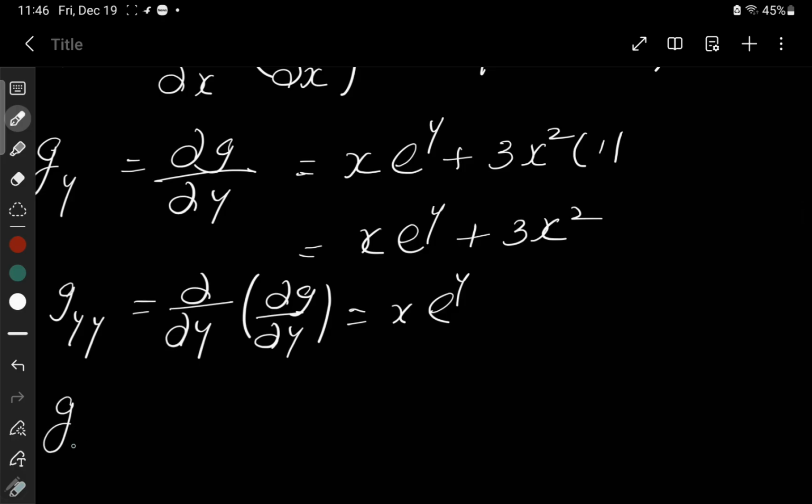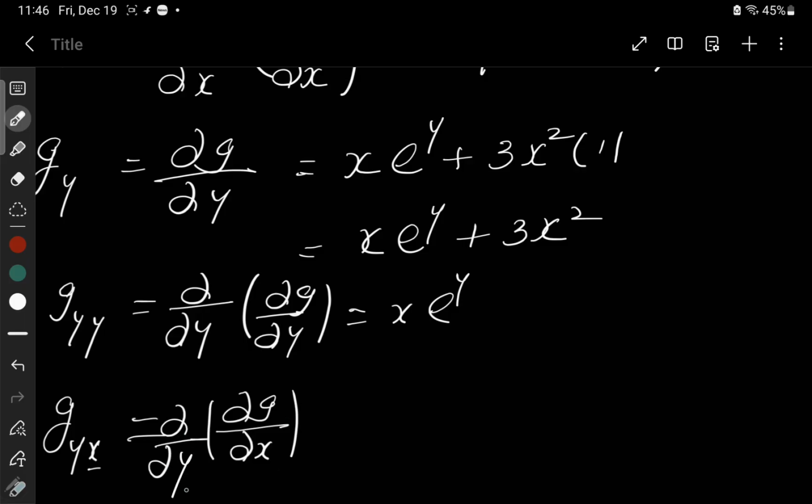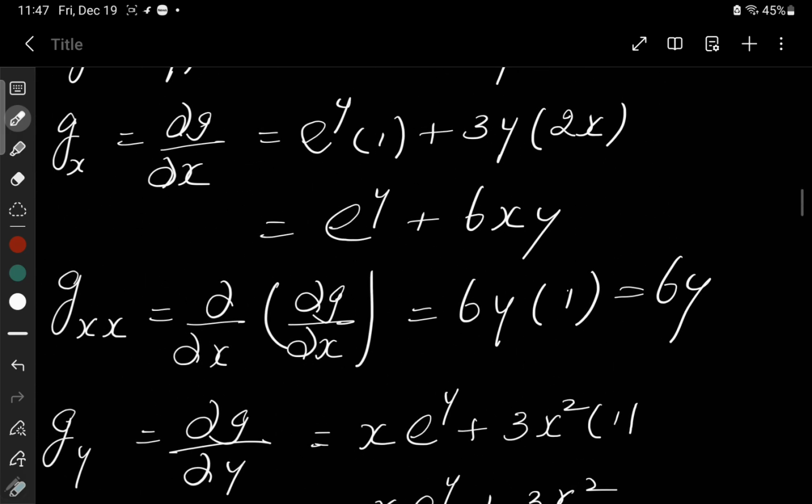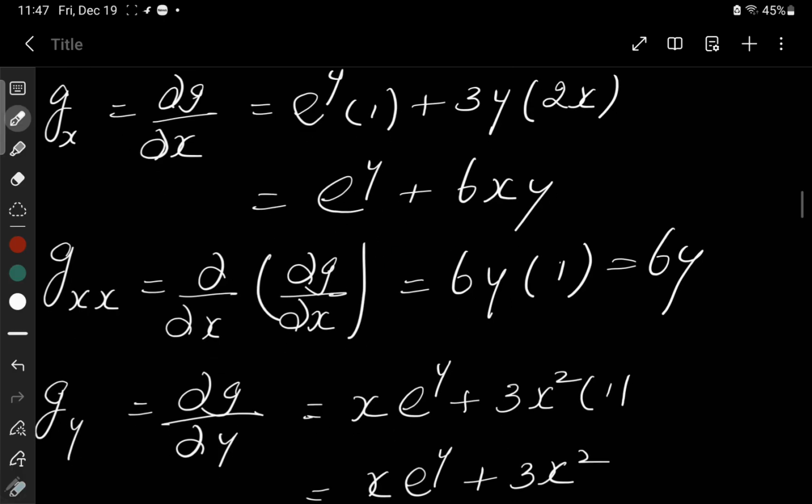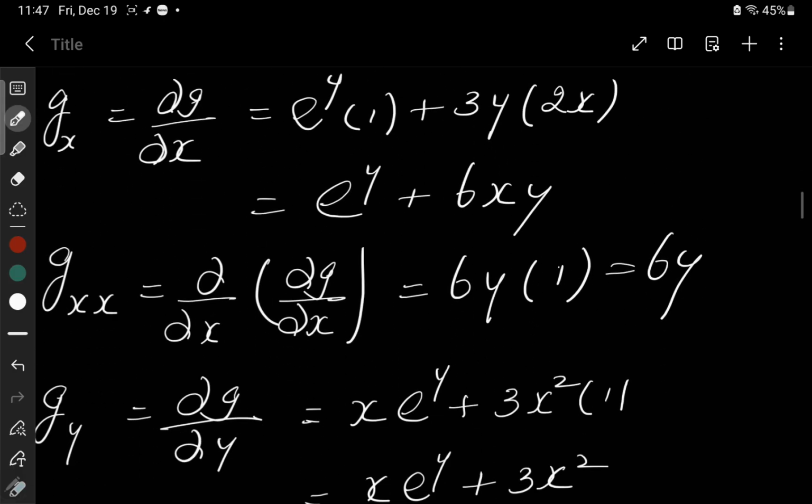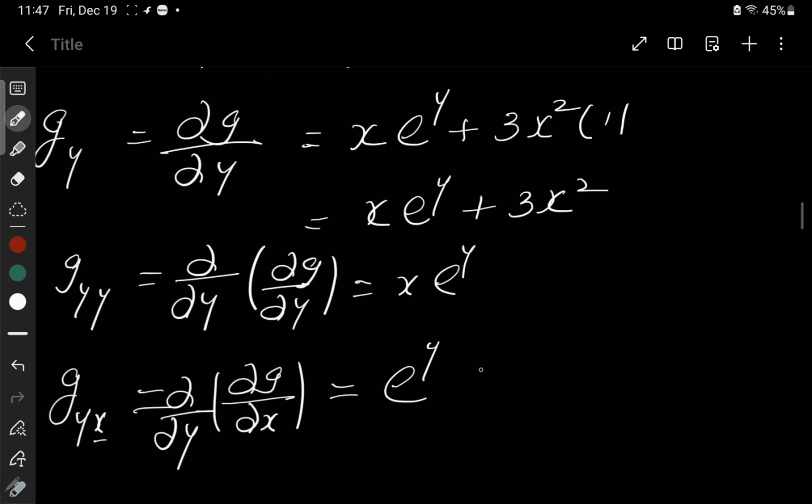Next you have to find gyx. What is this gyx? Dou g by dou x you have this, that I am going to differentiate with respect to y. The second term you have to take first. So gx is e power y plus 6xy. Differentiate with respect to y. So e power y plus, 6x constant, differentiate y, we will get 1. So that is e power y plus 6x.